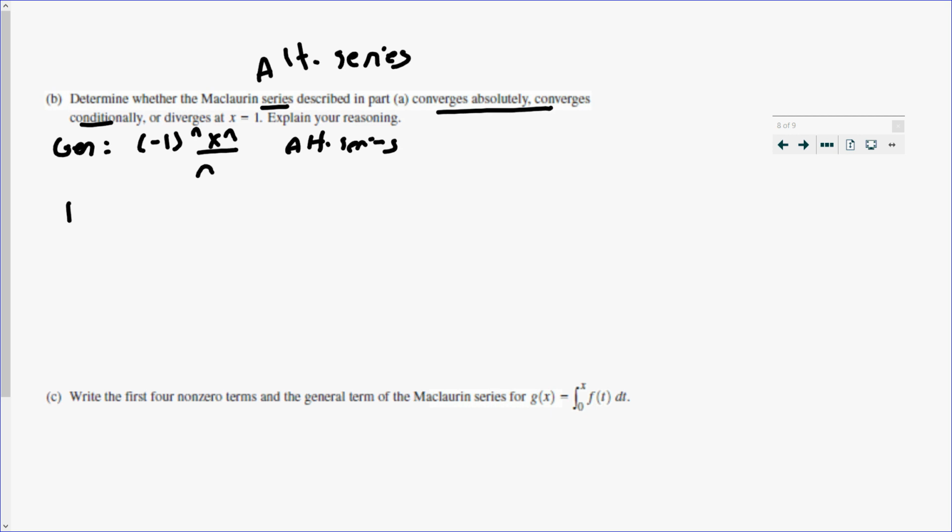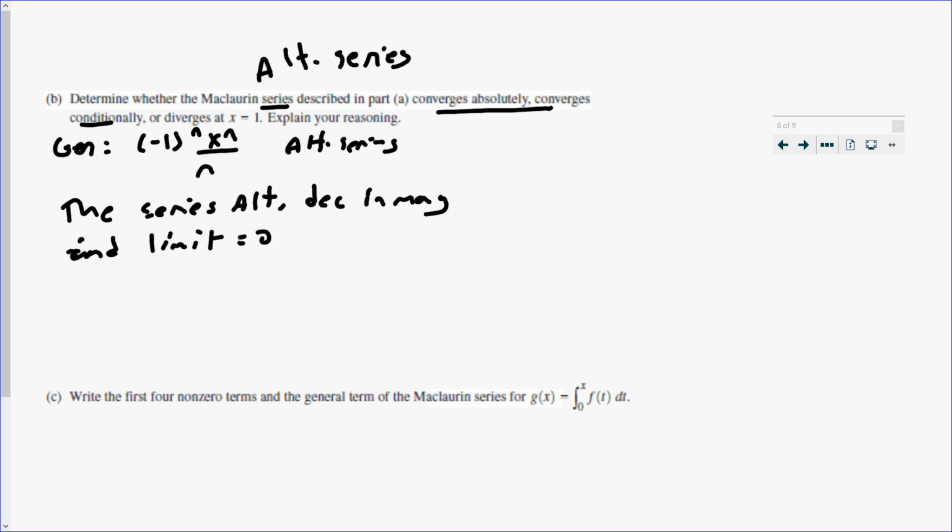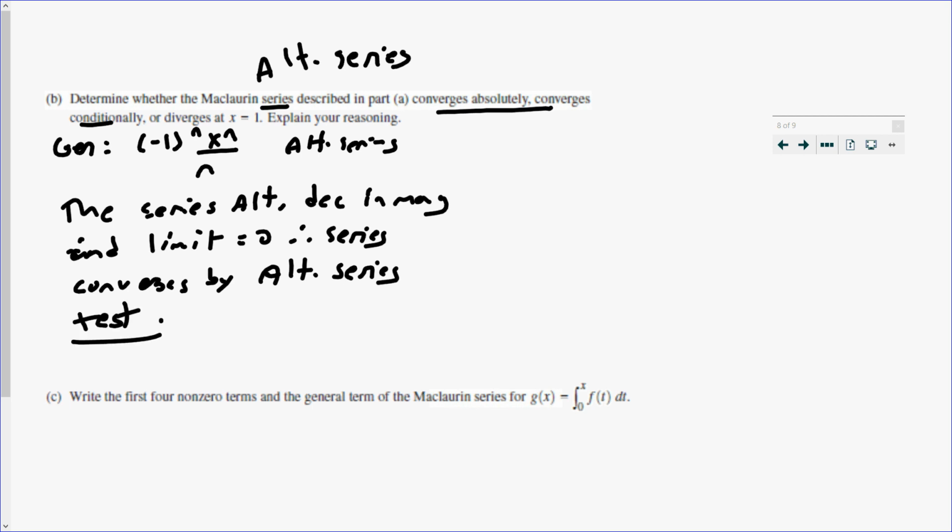So what can I say? Well, the series alternates, decreases in magnitude, and the limit equals 0. This is an alternating series. These values are getting smaller and smaller and smaller. And therefore, the series converges by alternating series test. You will have to know this for the 2020 test, okay? So you get that question right there.